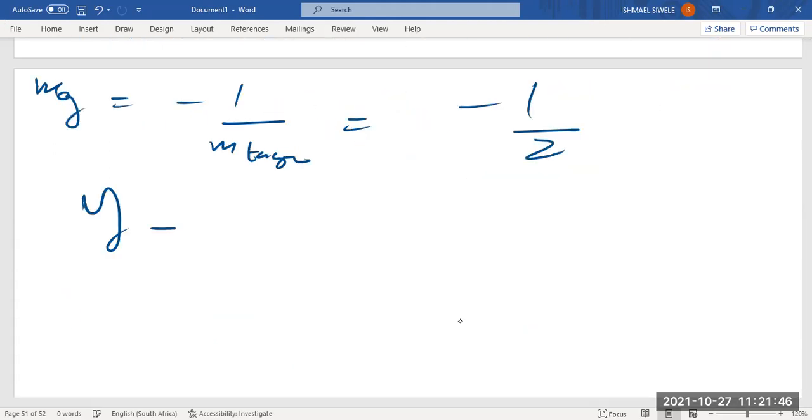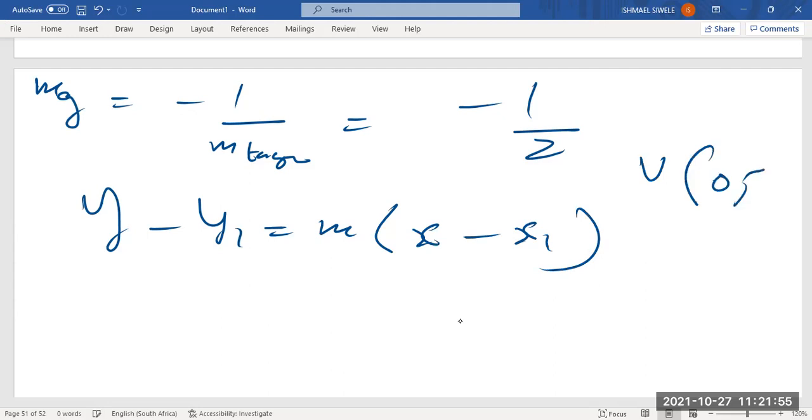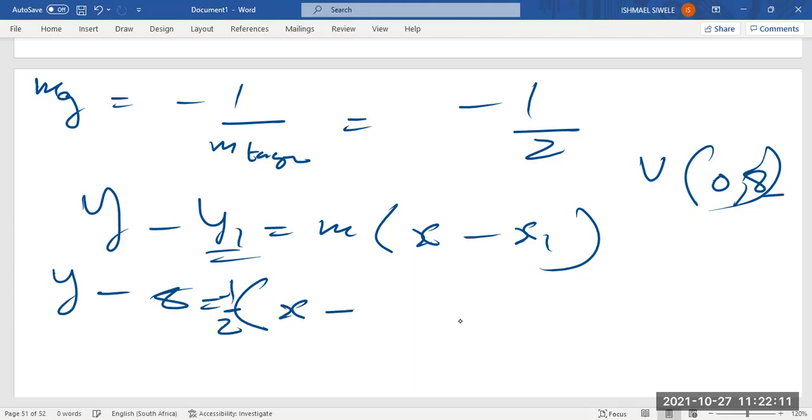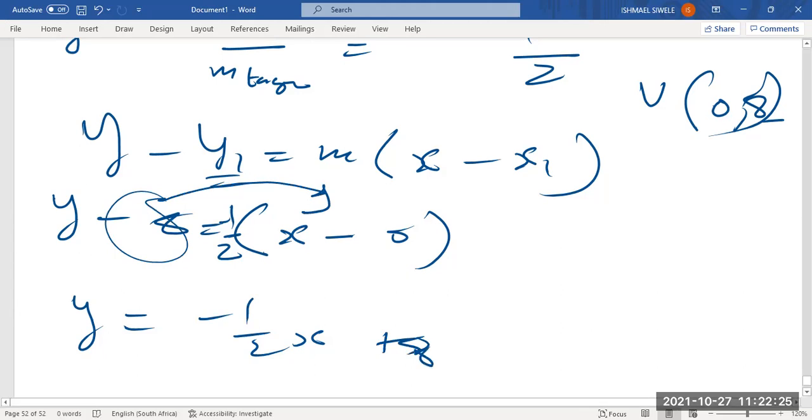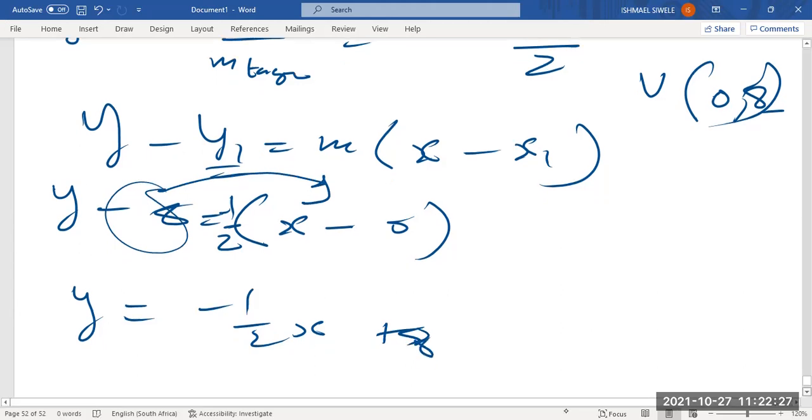We know the equation y minus y1 is equal to m times x minus x1, right? So we have the point V on this graph, which is (0, 8). And then we're supposed to simply say y minus y1, which is y minus 8 here, is equal to negative 1 over 2 times x minus x1, which is 0. Okay? So the equation is y equals negative 1 over 2 x, I take this 8 across, plus 8. So there you go. That is how we would have gone about solving this question.